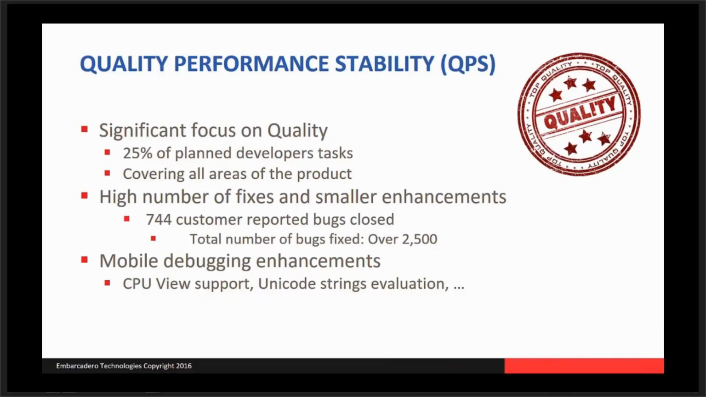We've got about 50% more than the average, close to 750 customer reported bugs and over 2,500 bugs from the internal system, including the customer reported ones. We have many enhancements for debugging, from CPU view support to Unicode string evaluation, and many other features that have been added to debugging on the various mobile platforms, including iOS 64-bit.